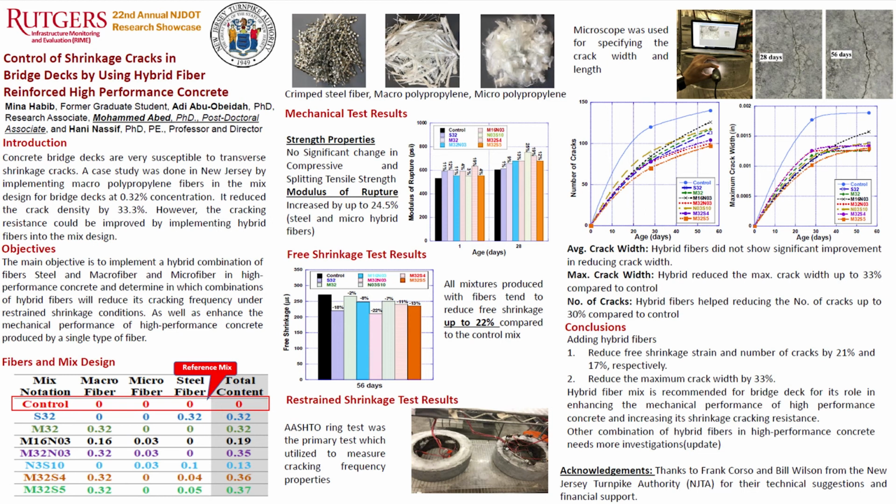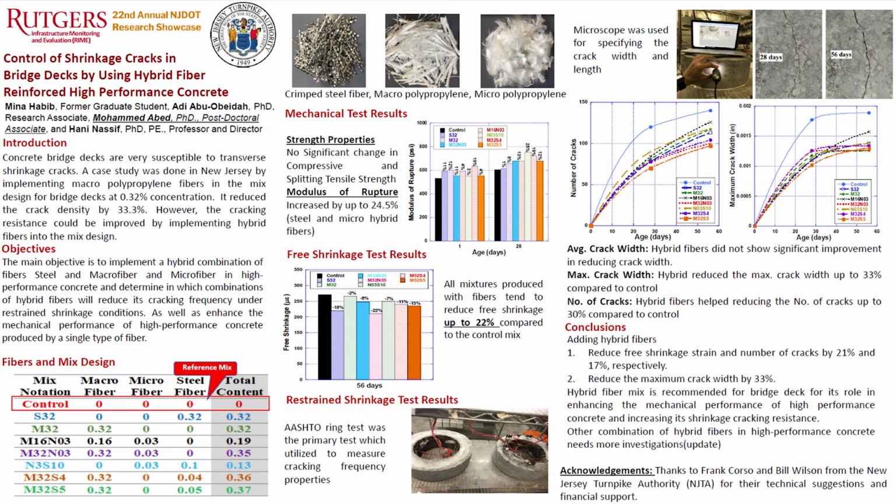Tensile strength increased by up to 18.6% by using macro and micro hybrid fiber, where they provide together a synergy in the matrix. Modulus of rupture increased by around 24.5% by using steel and macro polypropylene fibers. Free shrinkage is reduced, where the microfibers tend to reduce volume changes.